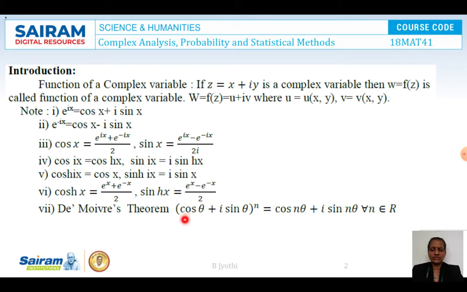And one more important theorem is De Moivre's theorem, which we use frequently. That is, (cos theta plus i sin theta) power n is cos n theta plus i sin n theta for all values of n belonging to R.